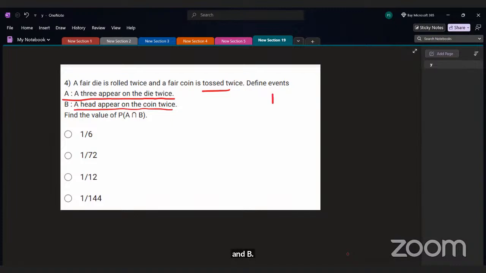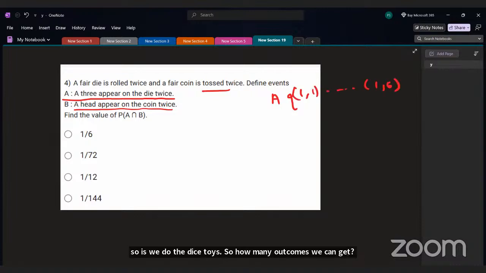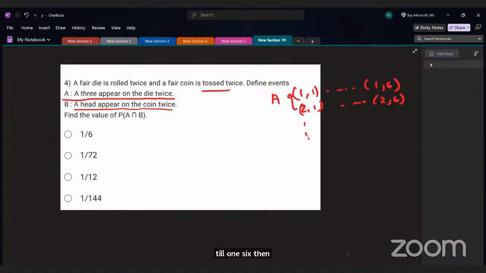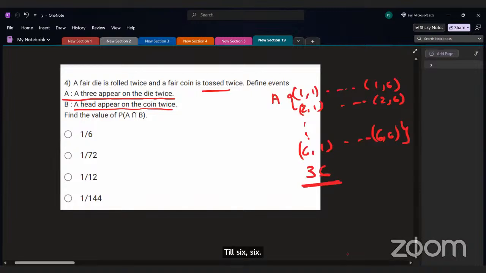Okay. So A is we rolled a dice twice. So how many outcomes can we get? 1 1 till 1 6, then 2 1 till 2 6, similarly 6 1 till 6 6. So in total we will get 36 possible outcomes. And what A is, 3 appeared on the die twice. So basically, what is the probability of this? This will occur only one single time. So the probability for this is 1 by 36.